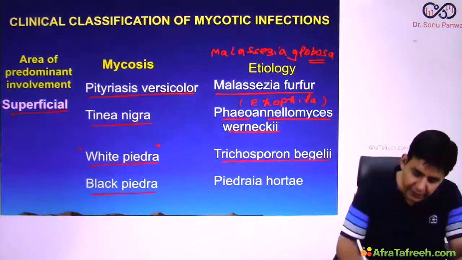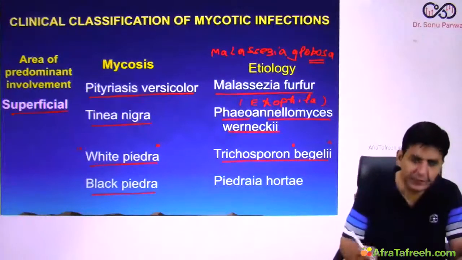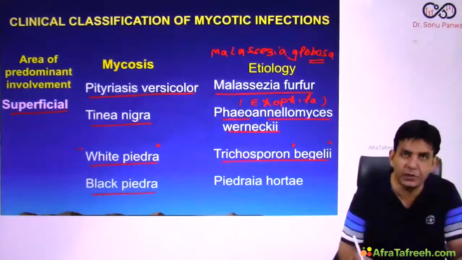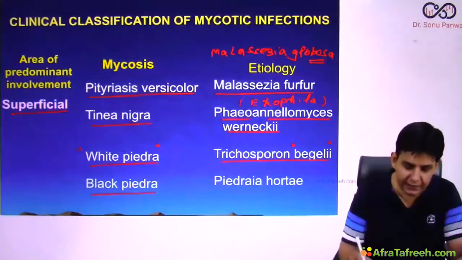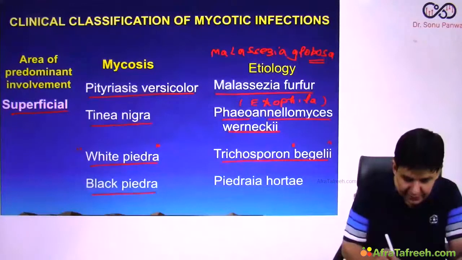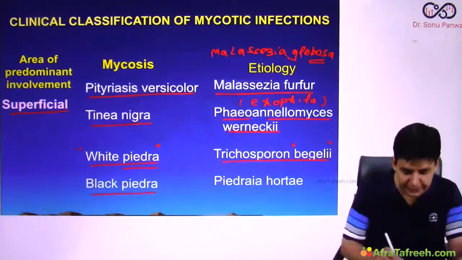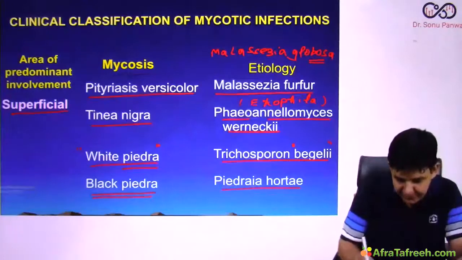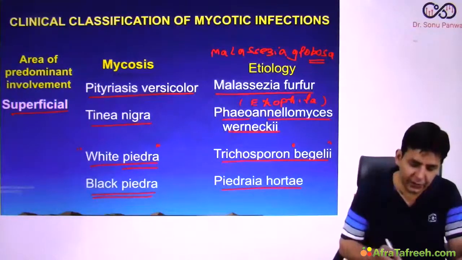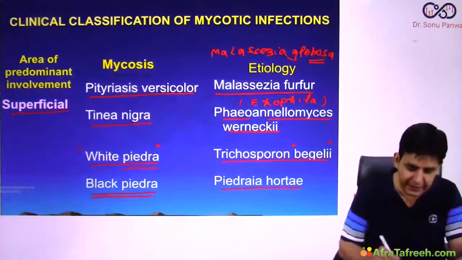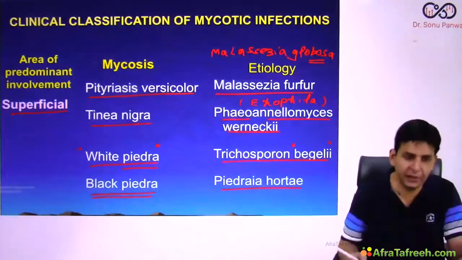White piedra is caused by Trichosporon beigelii. And how do you remember the bijli? Bijli is the lightning that is there in the monsoon, so that is white in color. So you can remember like this: white piedra is Trichosporon bijli. Black piedra is Piedraia hortae. What is hot? Hot is black. So remember like this: black piedra, Piedraia hortae.